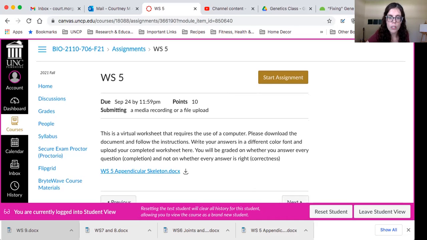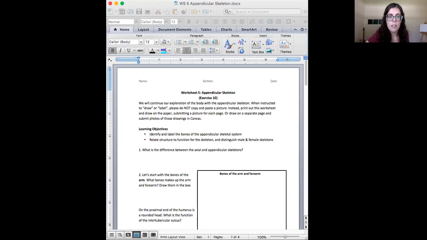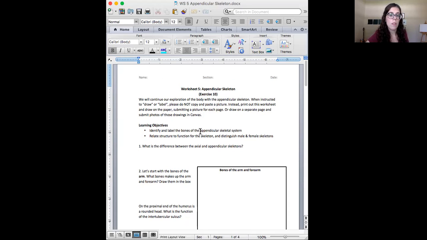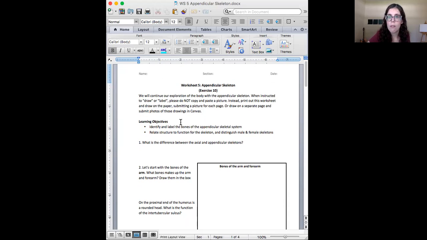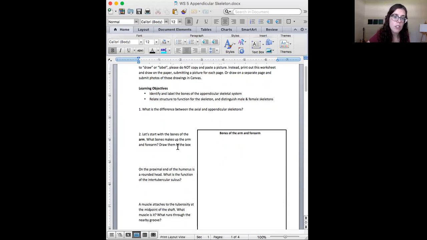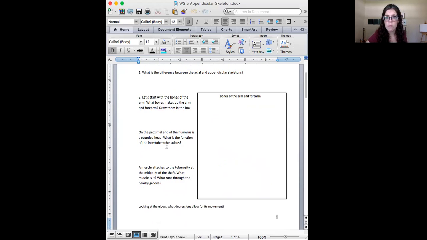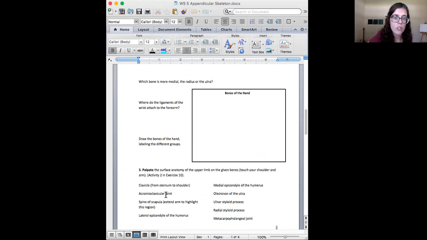Okay. So let's look at the worksheet. So again, name, section, date. We're following the appendicular section in your lab manual. We want to look at the bones, identify, label them, relate structure to function, distinguish male from female. So you're going to answer some questions, and then you're going to draw the bones of the arm and the forearm. Okay. Answer some more questions, draw the bones of your hands. This is a tough one for people. You really need to know the different bones here so that it is a little bit of a challenge.